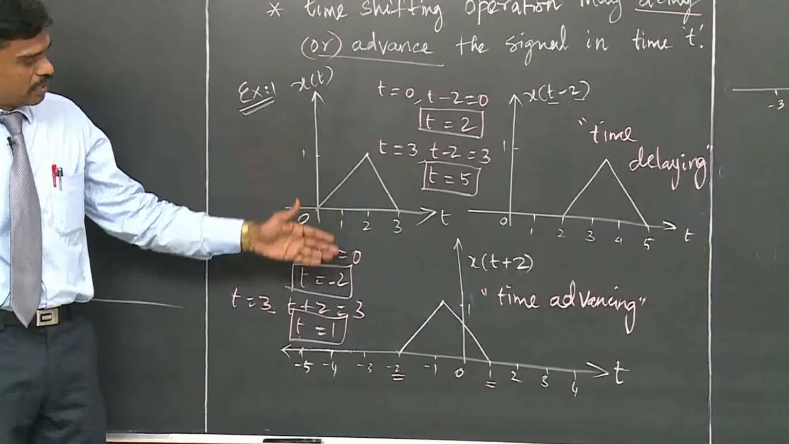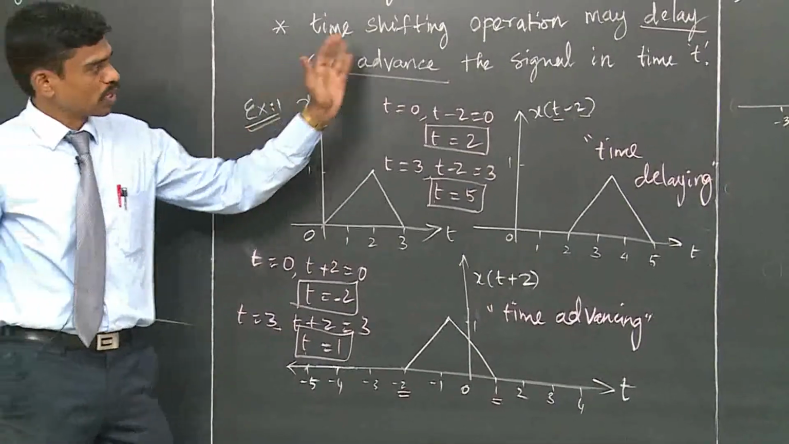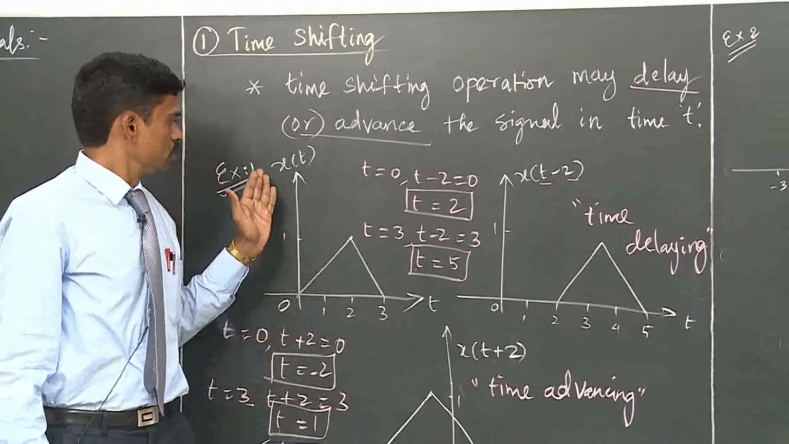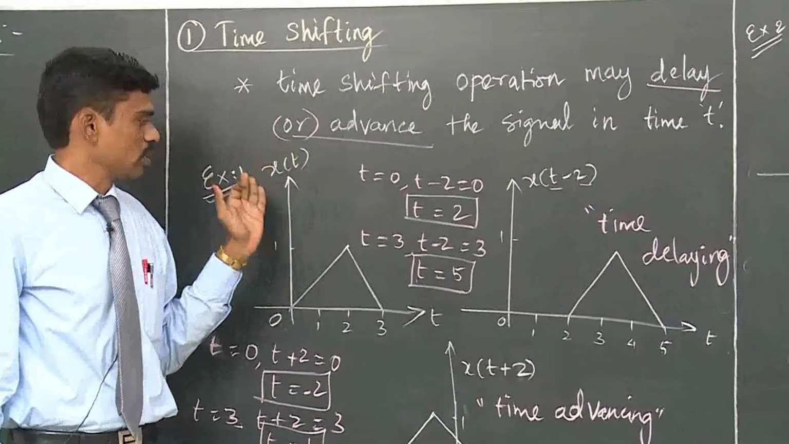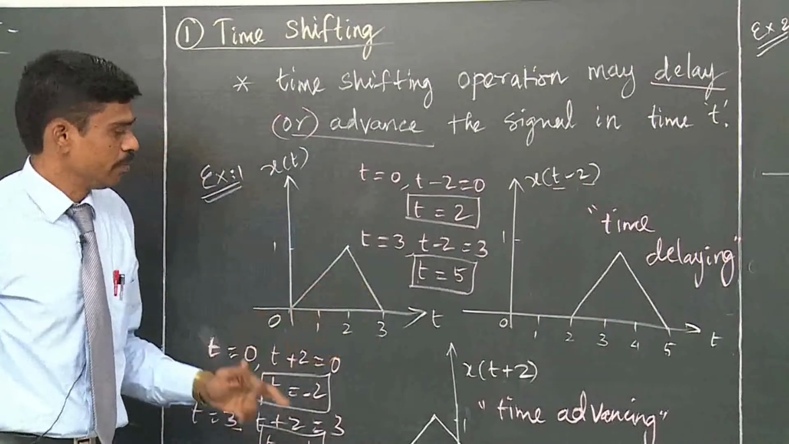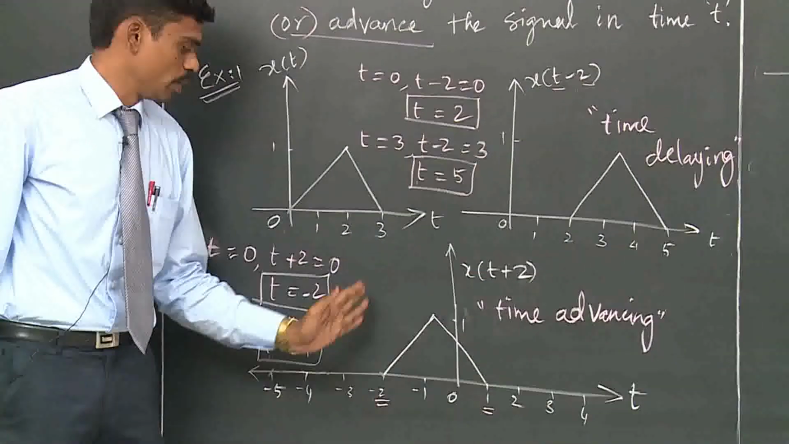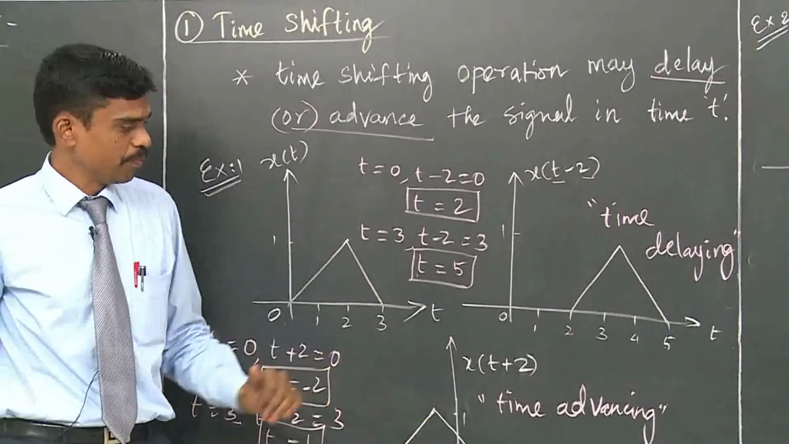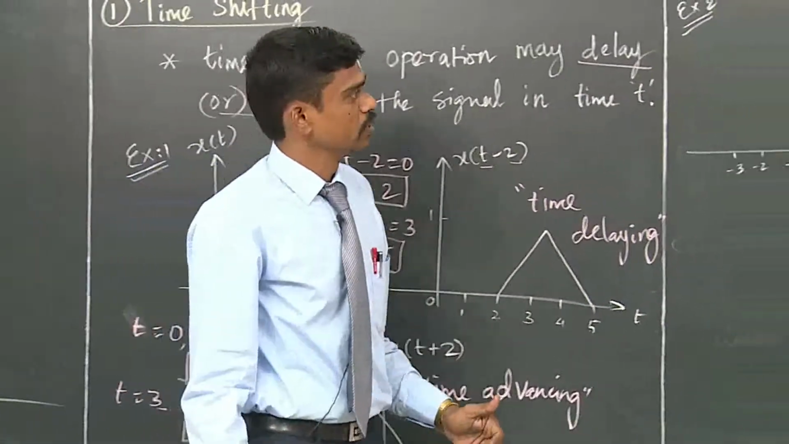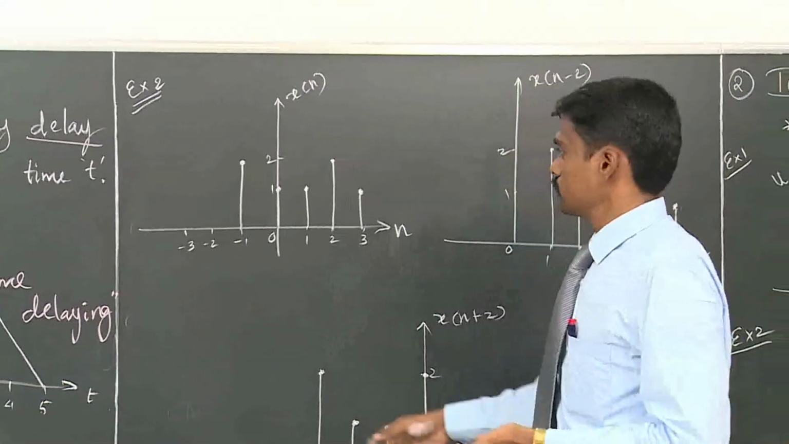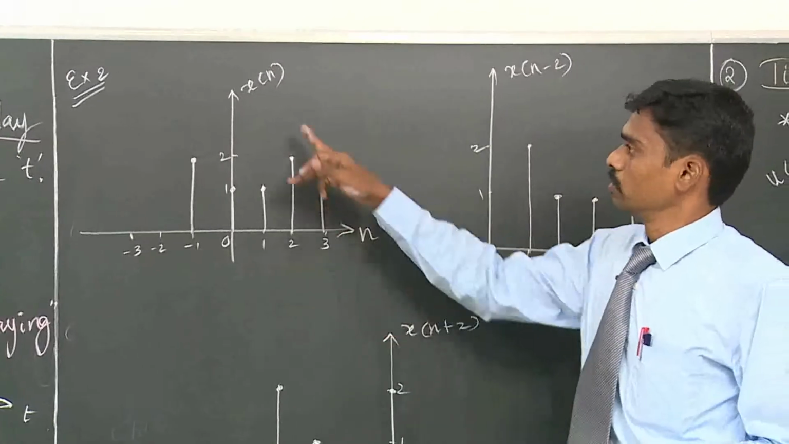So here I have explained the two processes, delay as well as advance, with a single example. I have taken an assumed x of t signal. I delayed the signal by 2 units first and then advanced the signal by 2 units. So this is how we can get time delaying as well as time advancing. Next I have given one more example for this.